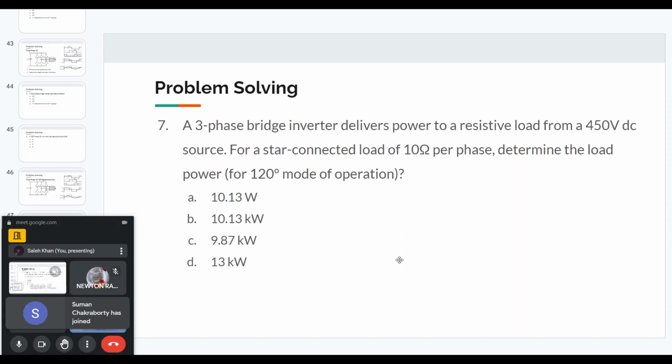The next question is asking that we have a 3-phase inverter that is delivering power to a resistive load from a 450 volt DC source, and the load is star connected with 10 ohms per phase. We are asked to determine the load power, and we are told that it is 120-degree mode of operation.